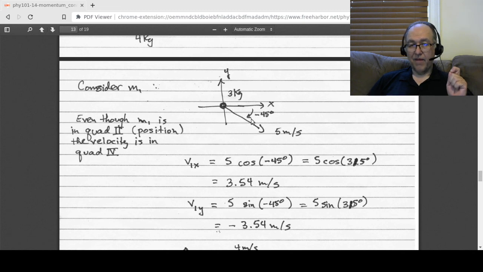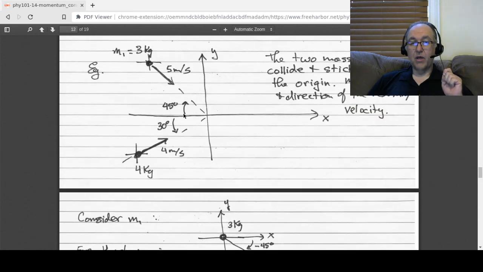And there is my 5 meters per second. Notice that my 5 meters per second is actually heading into quadrant 4. Also, this 45-degree angle, be very careful. We want the angle that it makes with the positive x-axis. The positive x-axis, when it's attached to the 3 kilogram mass, is right there, and so the angle we want is over there, 45.